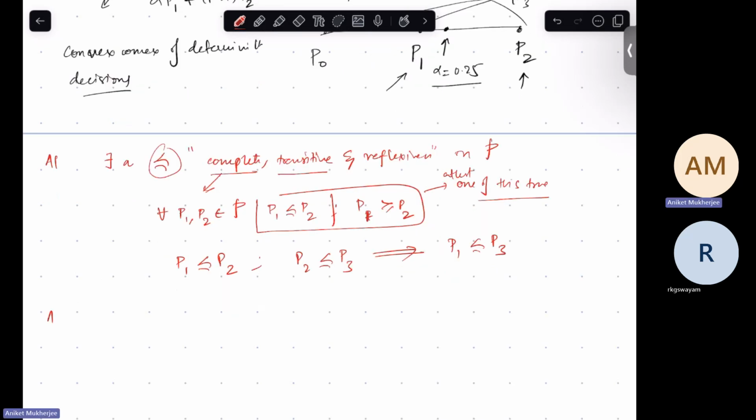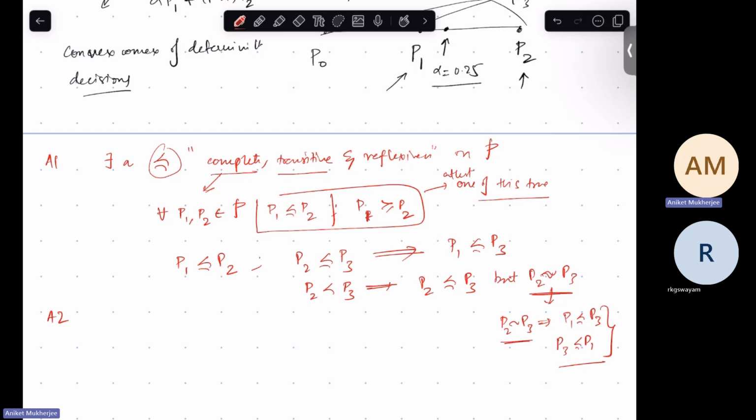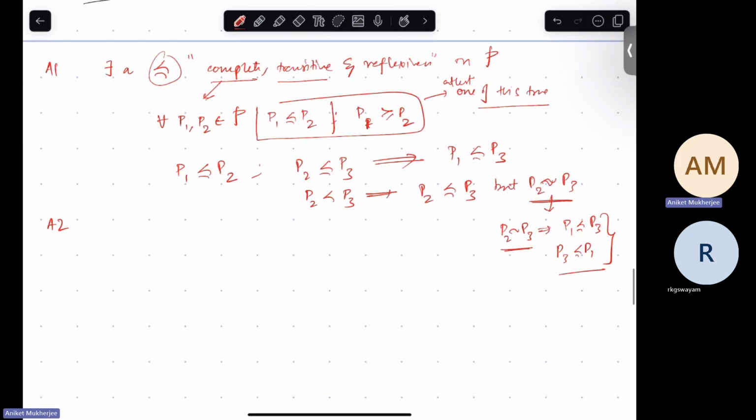Before A2, P2 is strictly less than P3 implies P2 is less than or equal to P3, but P2 is not equal to P3. This is similar. When I say two decisions are similar, I mean that P2 is similar to P3. This means P2 is less than or equal to P3 and P3 is less than or equal to P2. If both of these are satisfied, then I say both decisions are similar. They are not equal, they are the same in probability distribution terms.